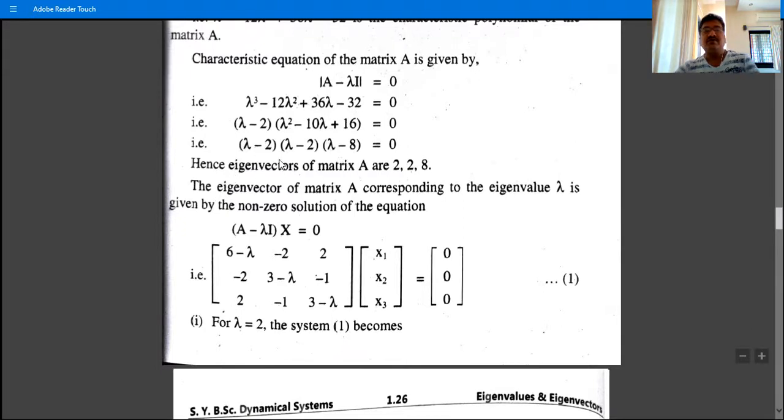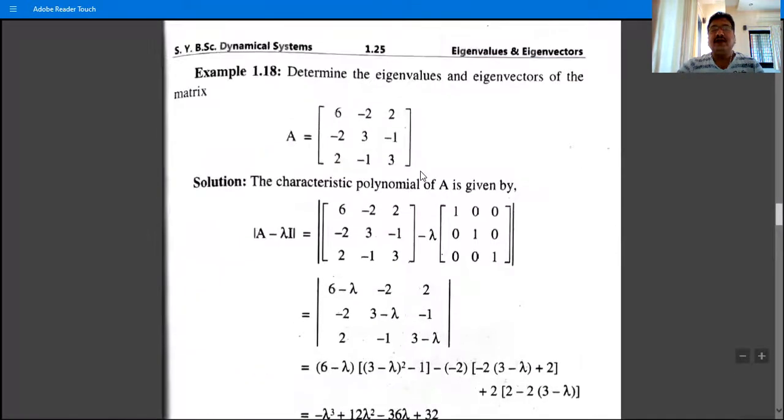Hence the eigenvalues of matrix A are the roots of this equation. They are 2, 2 and 8. These two are the same, but don't write only that the eigenvalues of A are 2 and 8. This is the wrong answer. The eigenvalues of A are 2, 2, 8. Two of them are the same, but write that 2 two times: 2, 2, 8. So these are the eigenvalues of this matrix.